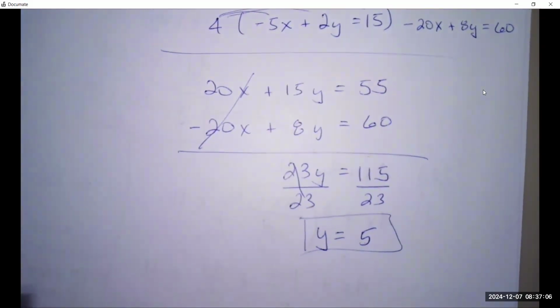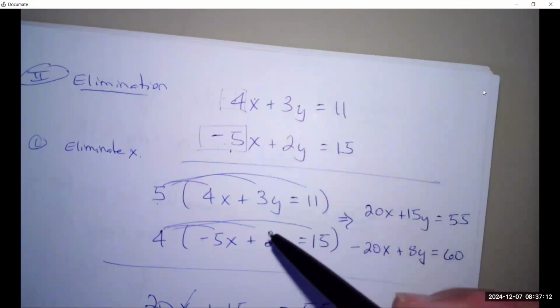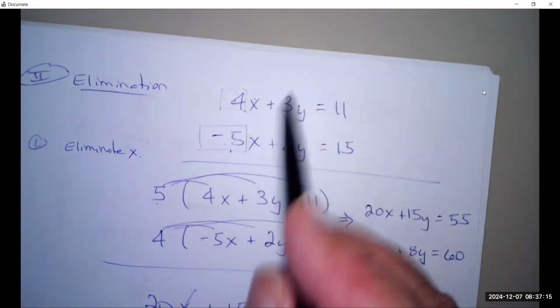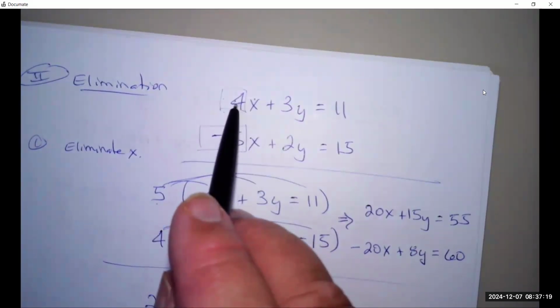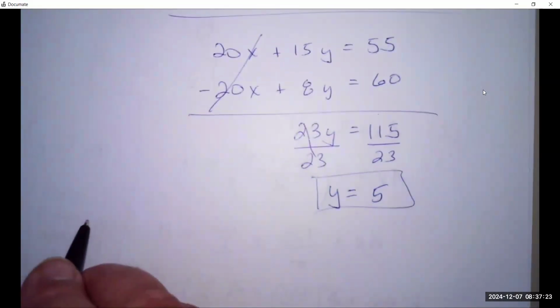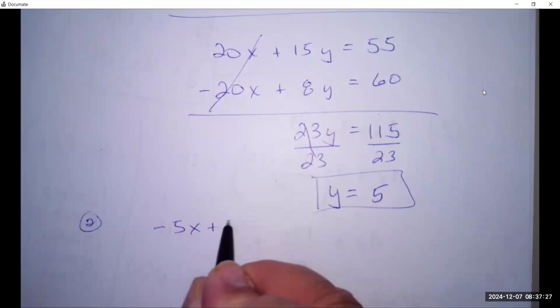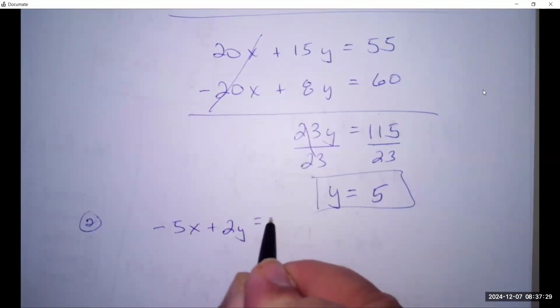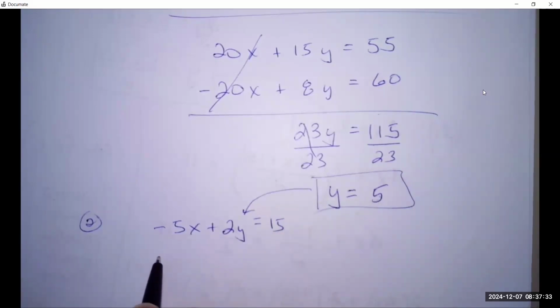So now, since I know what y is, I can go back to the original equation and solve for the x variable. I pick either one, it doesn't matter which. Let's pick the second one. Normally I'd pick the top one since it's already positive, but I'm going to do this one. So I am picking negative 5x plus 2y equals 15. In place of y, I put 5.